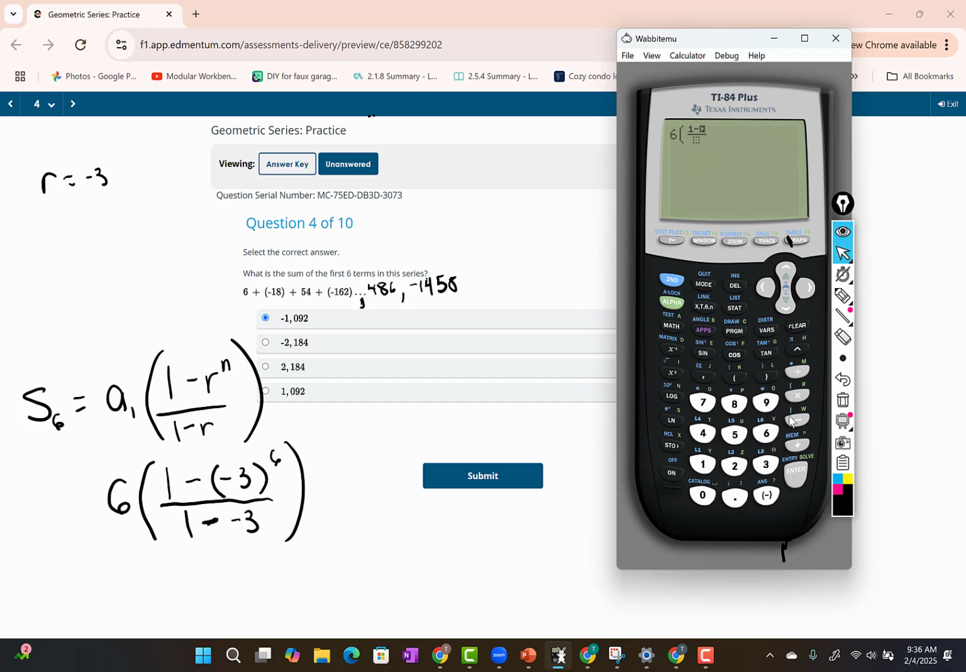So it's 1 minus parentheses negative 3 raised to the 6th power. On the bottom, I'm going to go and change that to 1 plus 3 because you minus a negative. The negatives cancel, become a positive. And we get negative 1092. If you know the formula, it might be slightly easier, but both are pretty quick.